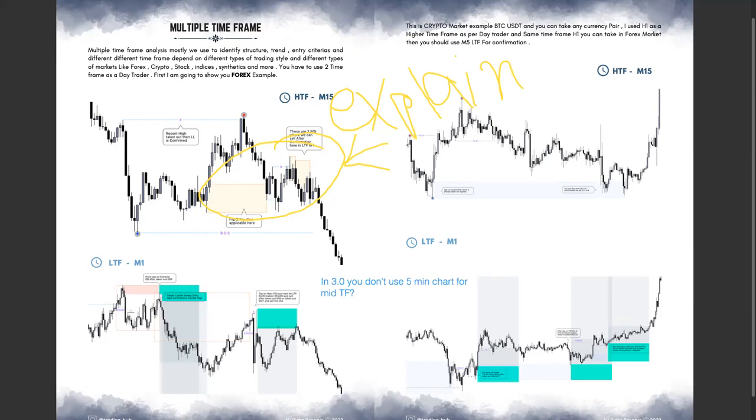In the 3 pointer, you don't use the 5-minute chart as a mid time frame. Yes, sir, you can use the 5-minute to scale the entry.